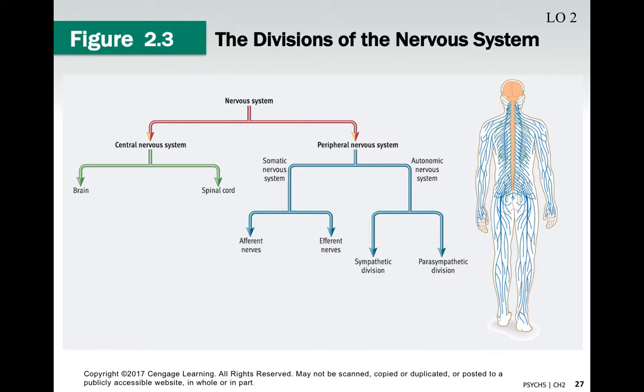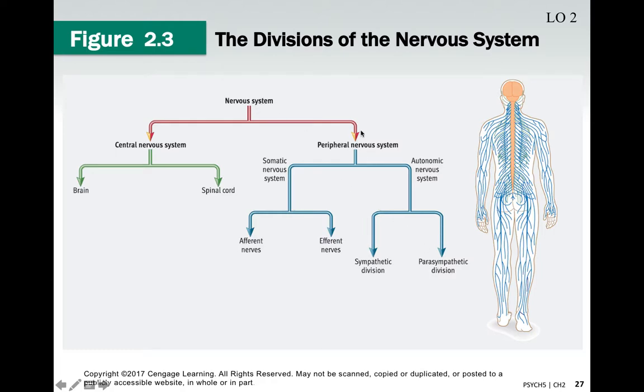Now, if we go over to the image on the right, I'm trying to move my arrow so you can see it. There it goes. Here's the brain, and here's the spinal cord. And notice that it goes right down the center of the human body. That makes it easier to remember that the central nervous system is the brain and the spinal cord, right down the center. Stuff like that is easier for me to remember.